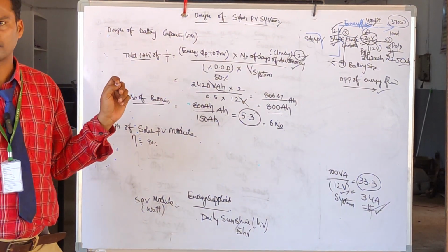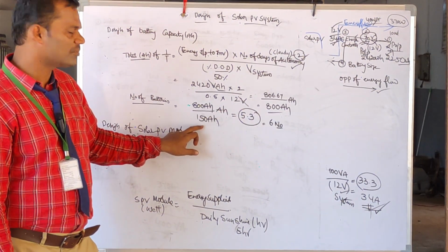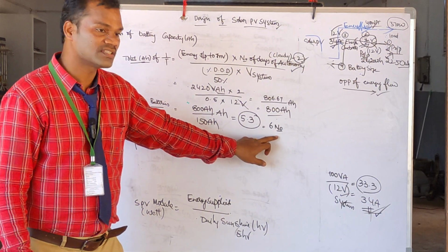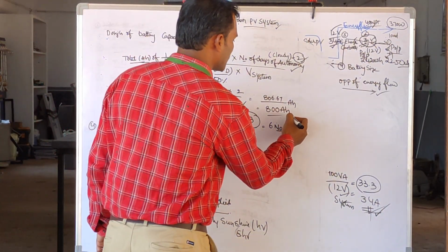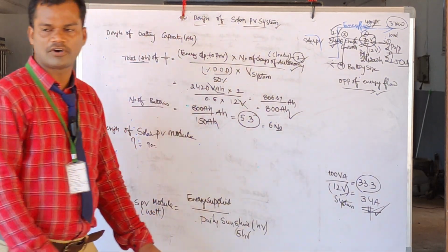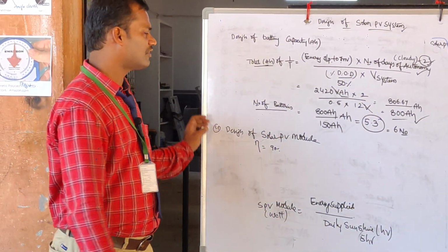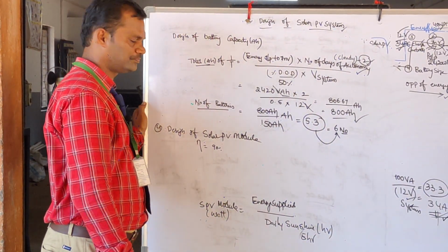parallel connection. Why? Because each battery voltage is how much? 12 volts. Individual battery is how much? 150 Ah. 150 Ah battery, how many numbers? 6 numbers we have to connect in parallel in such a way that it can supply the resultant AH of how much? 800, or it will give 900 AH. Okay, why? Because we approximated this 5.3 to 6 numbers.